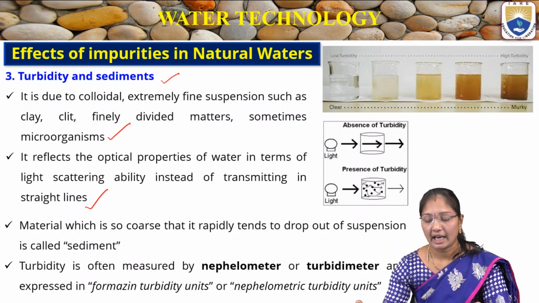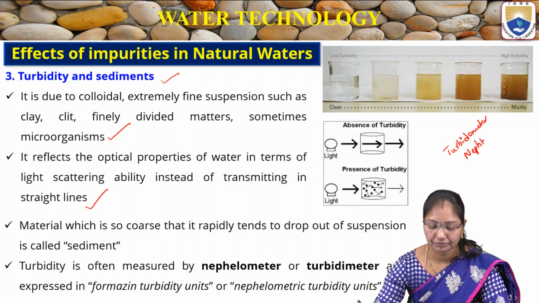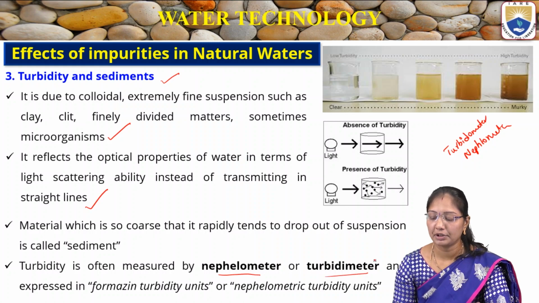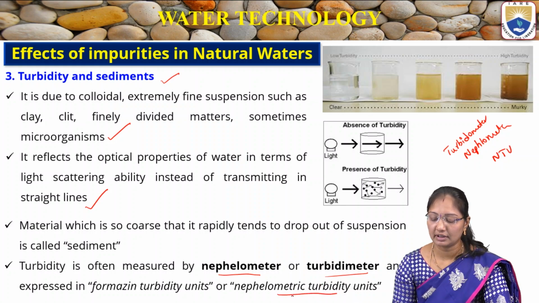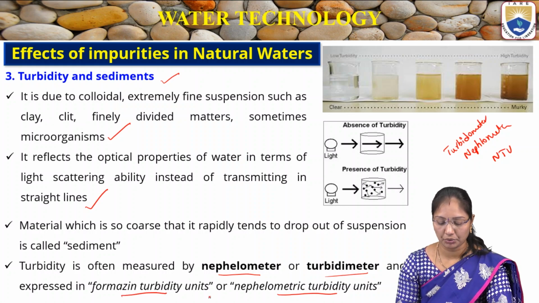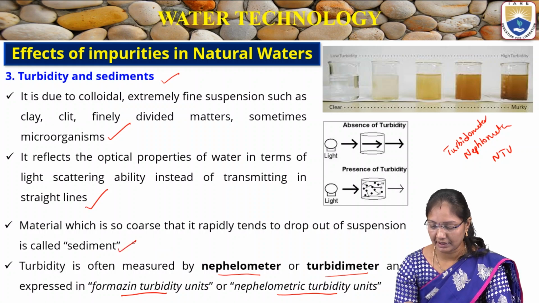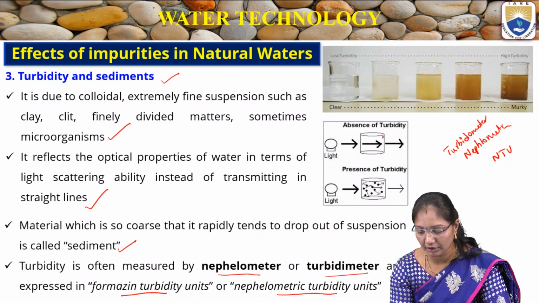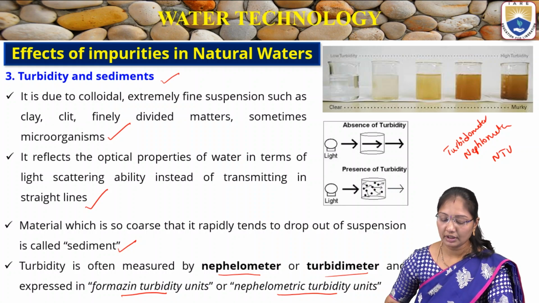The same principle is used, and turbidity is measured using a turbidometer, also called a nephelometer, and it is expressed in NTU, nephelometric turbidity units, also called formazin turbidity units. Material which is so coarse that it rapidly tends to drop out of suspension is called sediment. When light is passed through, if there are no particles, it passes directly through the water. With turbidity particles or sediments in the water, they absorb some light, resulting in less light transmitted. So turbidity is measured in terms of NTU using a nephelometer.